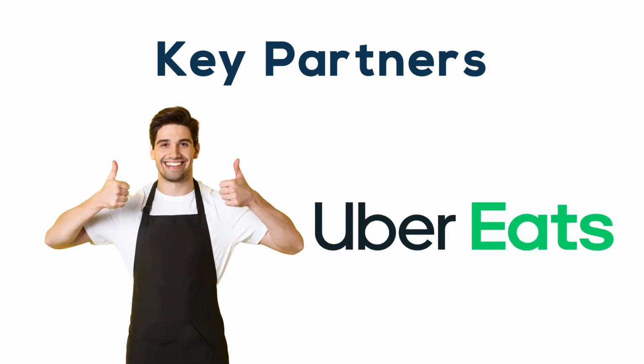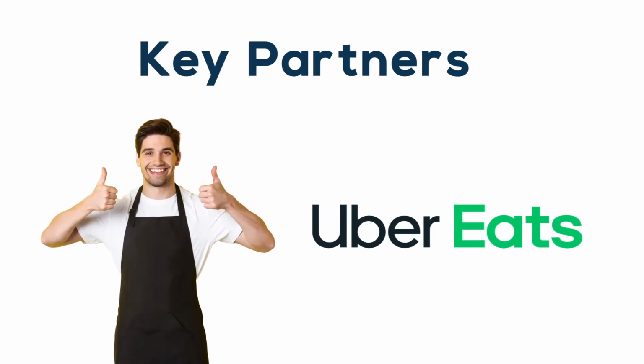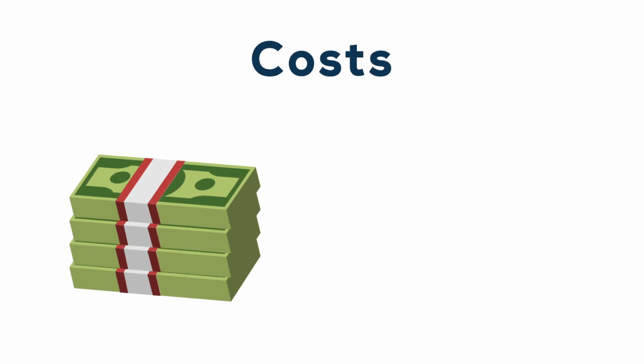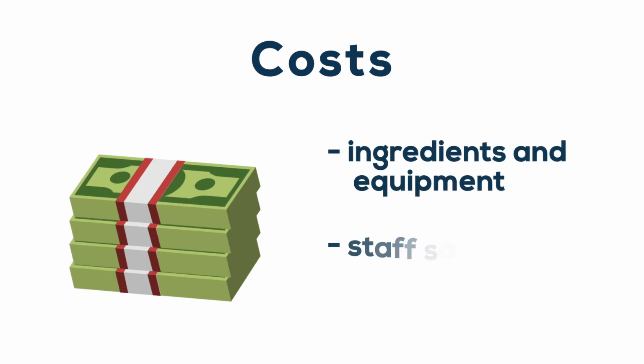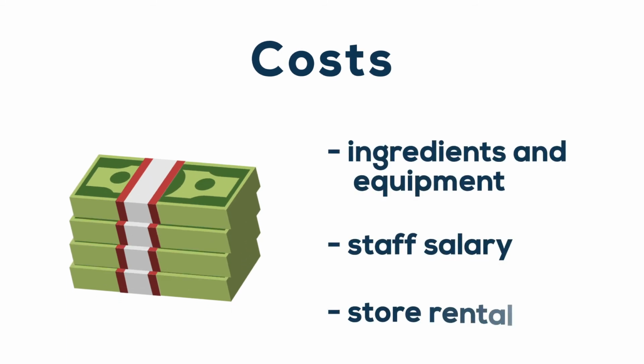In key partners, we need the suppliers that provide the ingredients and equipment, and Uber Eats for the delivery services. In costs, we have purchasing of ingredients and equipment, staff salary, and store rental fees.